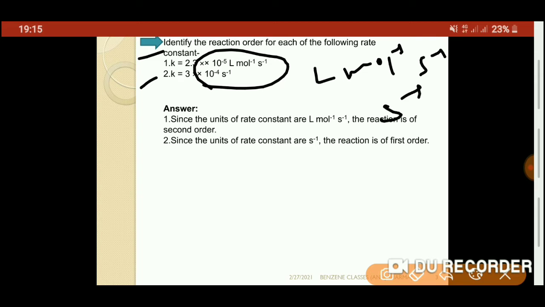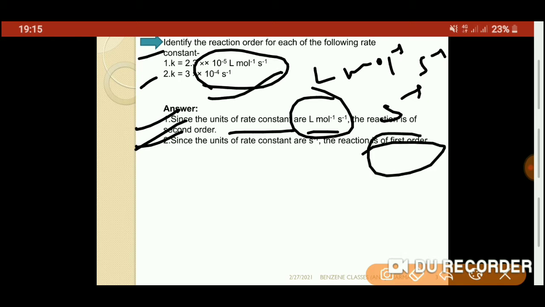Guys, if you ever see these unit differences, you can decide the order of the reaction very easily. You can see the answer. Since the unit of the rate constant is liter mole inverse second inverse, the reaction is second order always. So remember that if you ever see liter mole inverse second inverse as the unit of rate constant in any exam, always take it as a second order reaction. If you see only second inverse, then the answer is always first order. This is the trick, and you can find your answer easily.